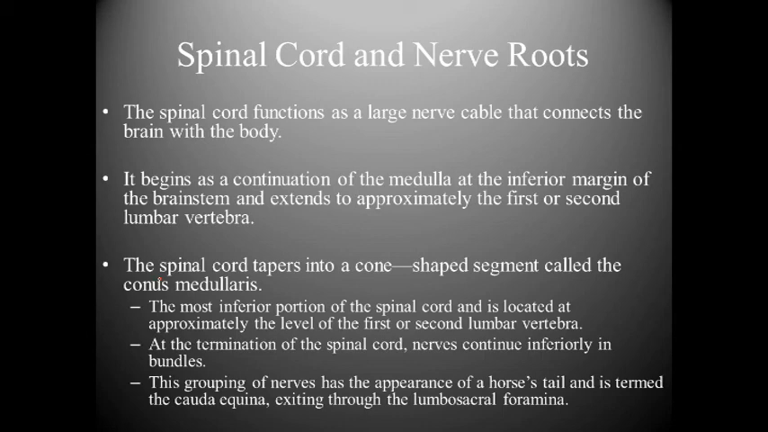At the termination of the spinal cord, nerves continue inferiorly in bundles. This grouping of nerves has the appearance of a horse's tail and is termed the cauda equina, extending through the lumbosacral foramen.